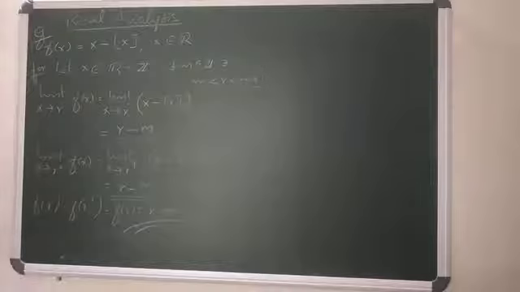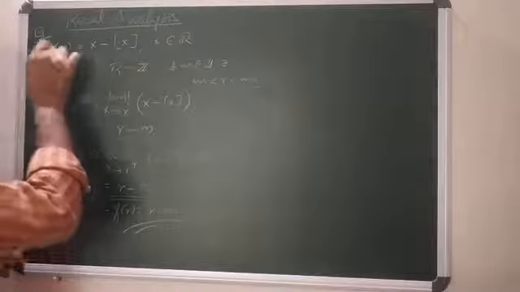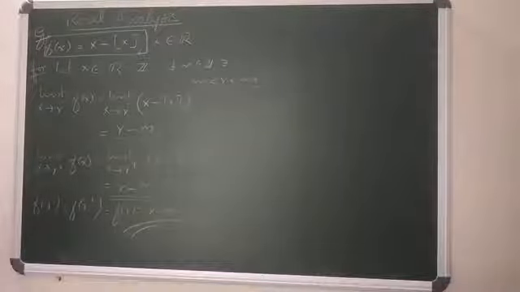Hence, the function is continuous when x falls in R minus Z. So this is the given function, f of x equals x minus greatest integer x. We discussed the continuity of the function when x is a real number. Here we found that when x is an integer, the function is discontinuous, but when x is not an integer, the function is continuous. Agreed.